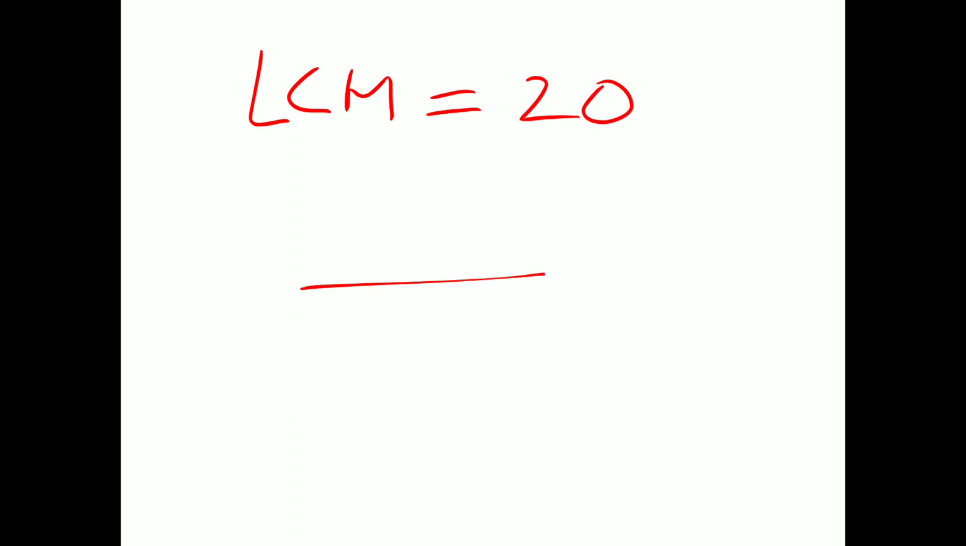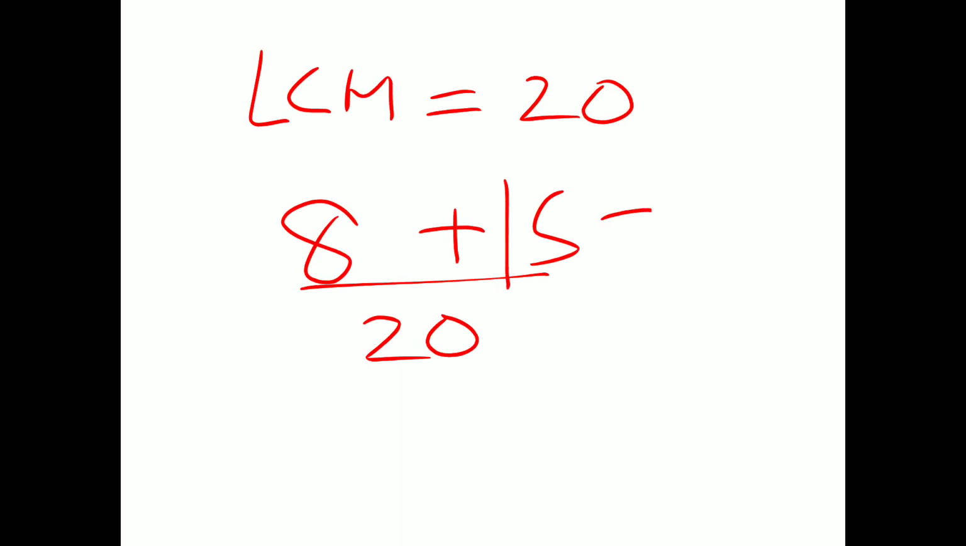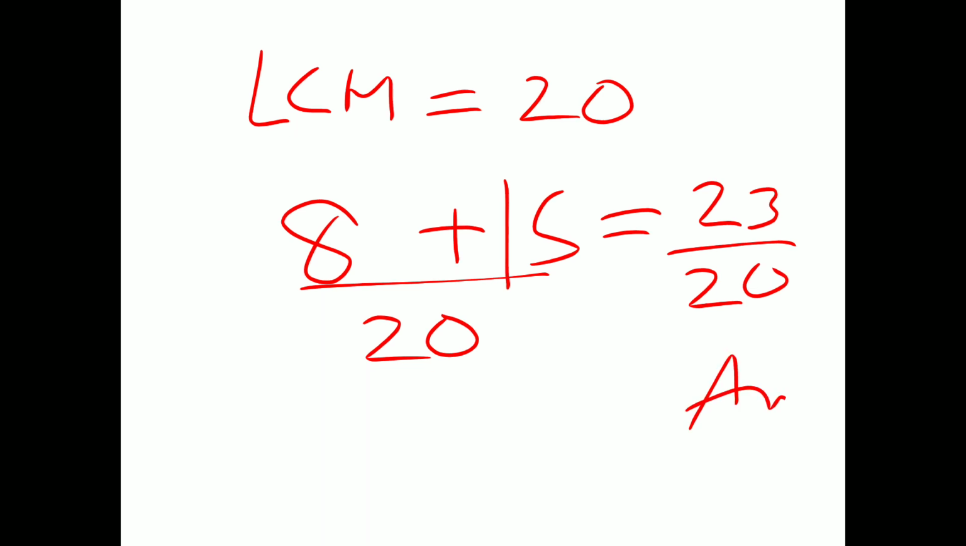Now see, 5 and 4 do not come in any table, so LCM will be 20. Now you write 20 down. 5 table 20 comes at 4s, so 2 4s are 8, plus 4 table 20 comes at 5s, so 5 3s are 15. Now you add them. 8 plus 15 is 23. Answer is 23 by 20. Means both of them bought 23 by 20 ribbon. With this you put the word meter because the ribbon length is given in meter.